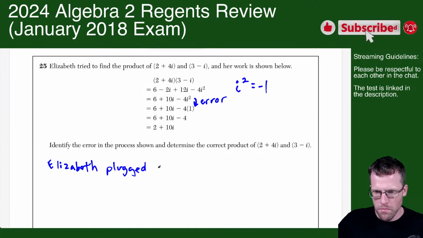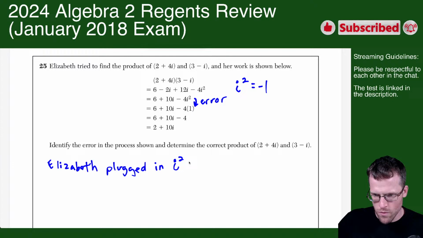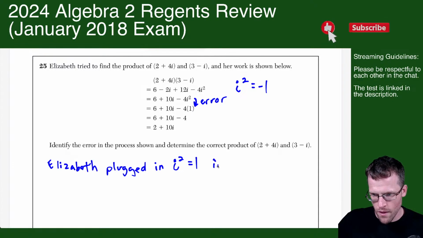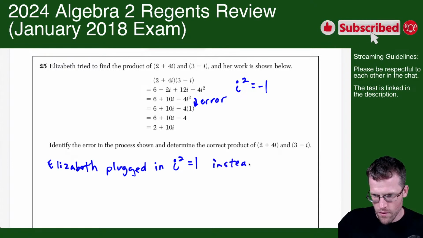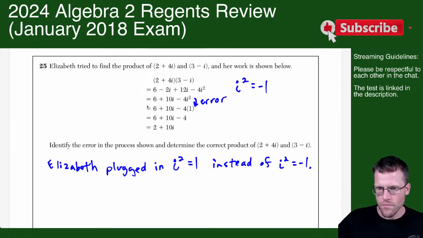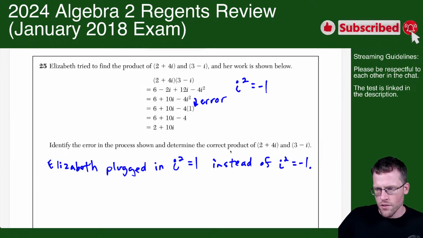All right. So Elizabeth plugged in i squared equals 1 instead of i squared equals -1. Okay. And determine the correct product.